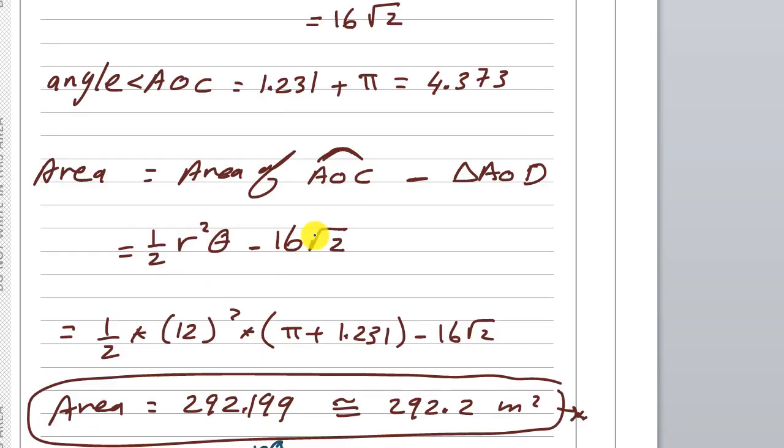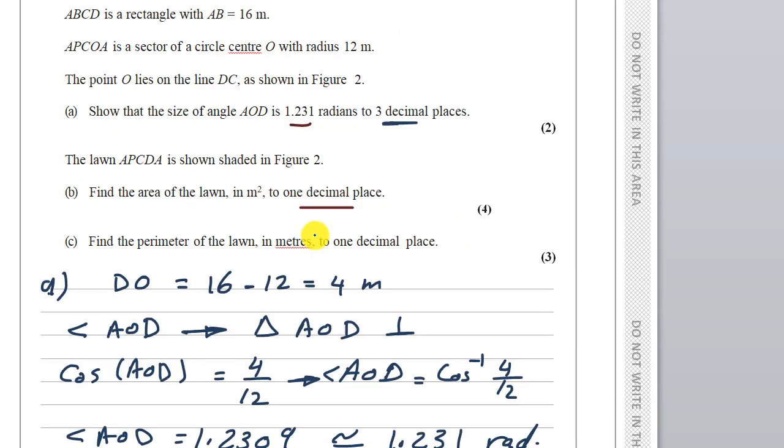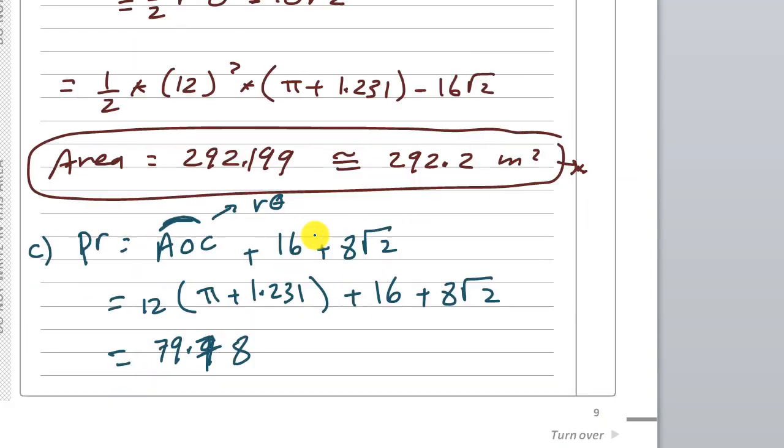79.8.78. How many decimal places do we need? One decimal place, so it is equal to 79.8 meters. And this is the answer of this part. Let us go ahead to another question.